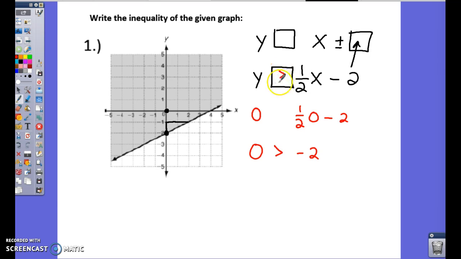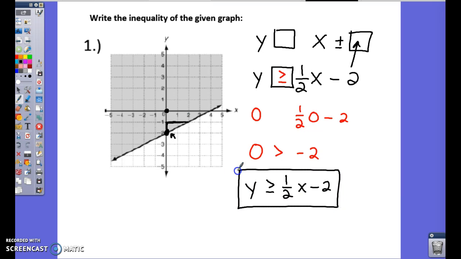Because it's a solid line, I do want to go ahead and put the equal sign underneath. So that, in fact, is my final answer. I'd have the inequality y is greater than or equal to 1/2 x minus 2. Meaning we have the y-intercept here at -2, and our slope was up 1 over 2. And (0, 0) was a solution when I substituted it in, so I had to go with the inequality greater than or equal to. So that would be your final answer.